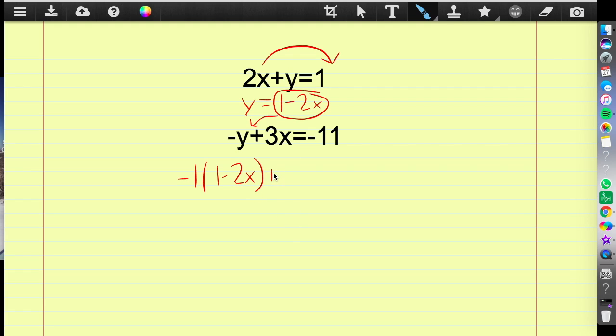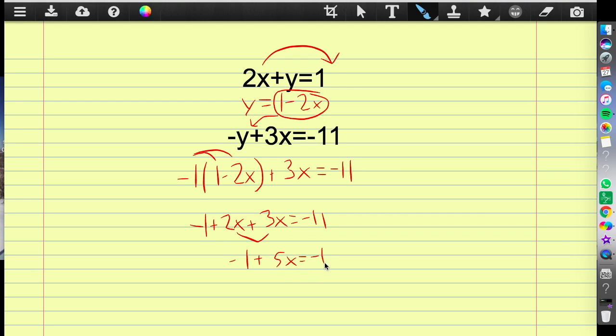again. Then I'm just going to rewrite the rest here, so 3x equals negative 11. From there, we would distribute once again. That would leave us with negative 1 plus 2x, and then we still have plus 3 equals negative 11. Okay, again, we're going to combine our like terms. So we have negative 1 plus 5x is going to be equal to negative 11.